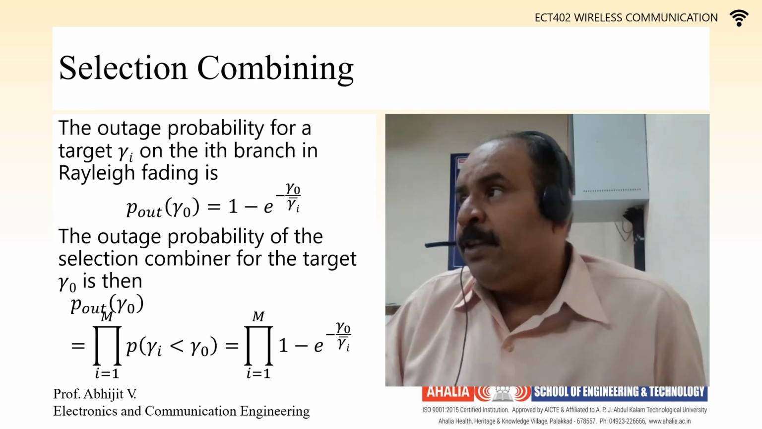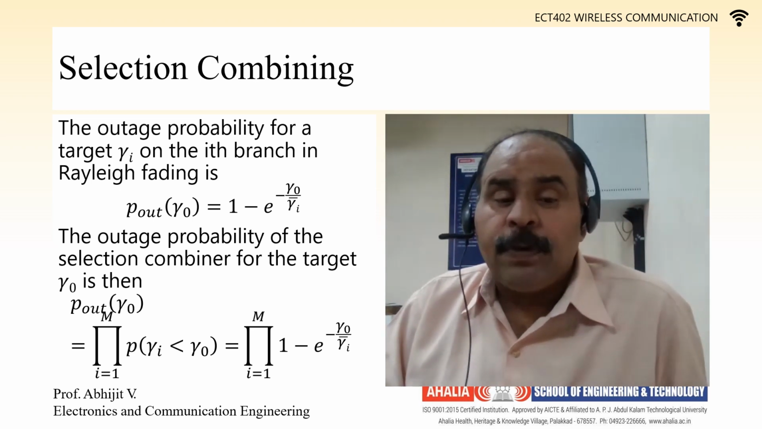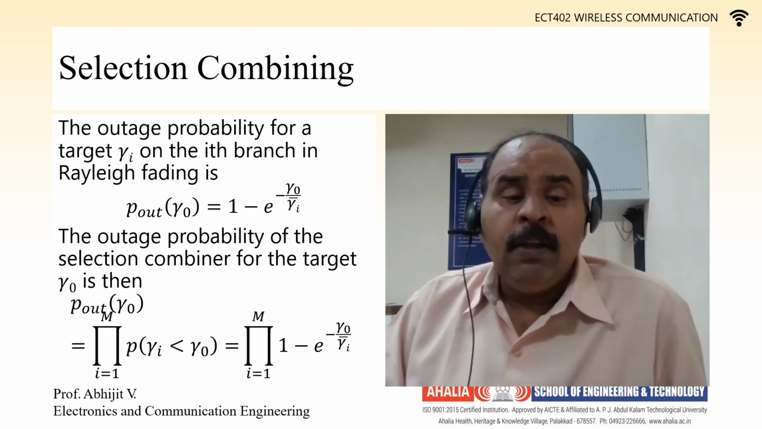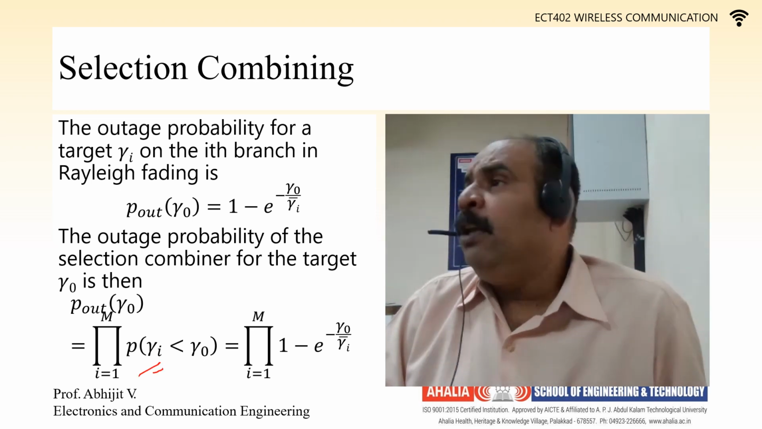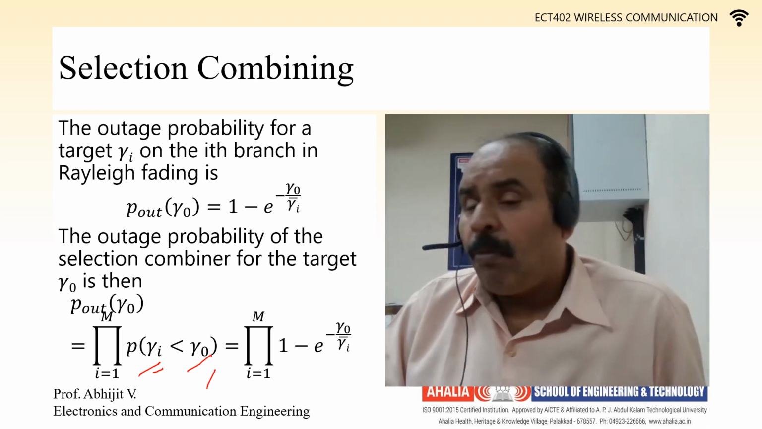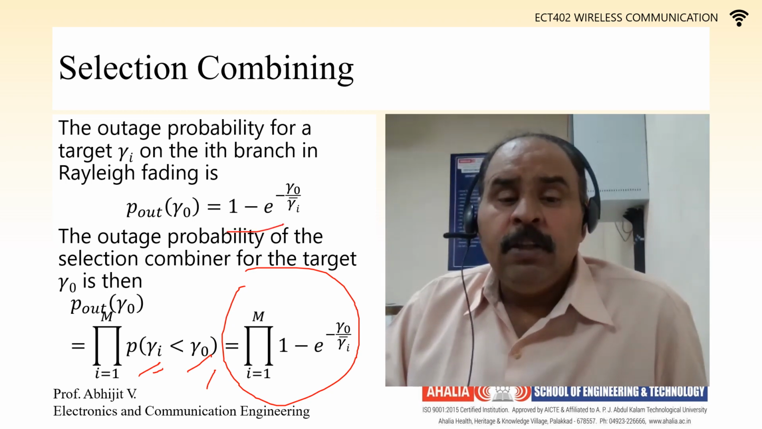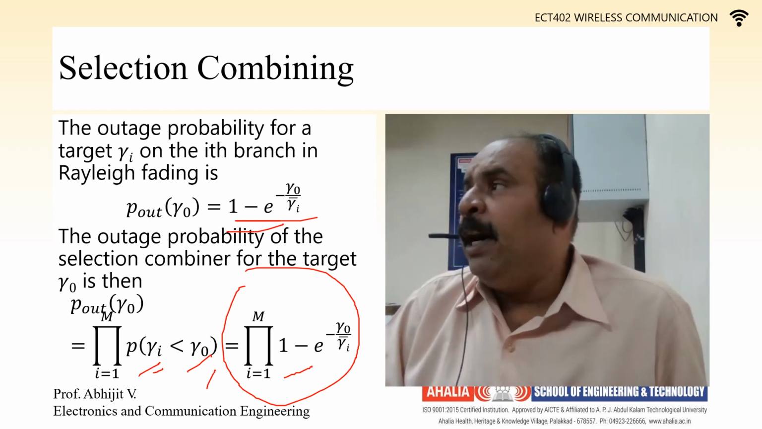So in that case, we will be finding out the outage probability of gamma naught for the largest gamma naught, which will be nothing but the product of all values from I to M, where P gamma I is less than gamma naught. So in other words, it is nothing but the product of all values, 1 minus e raised to minus gamma naught by gamma I.